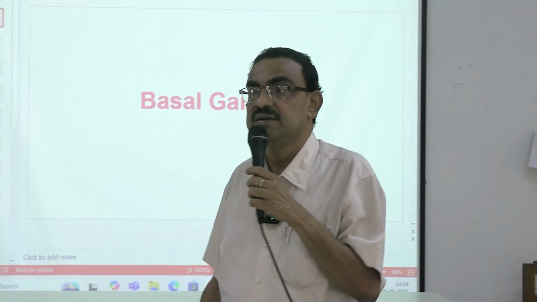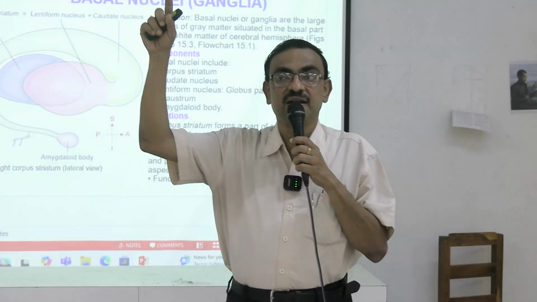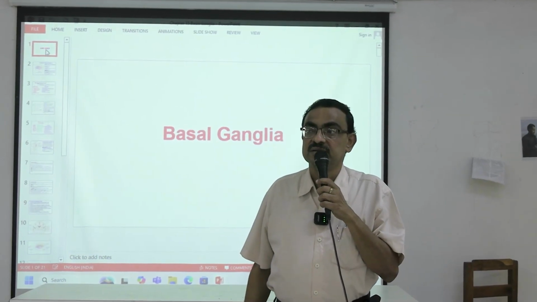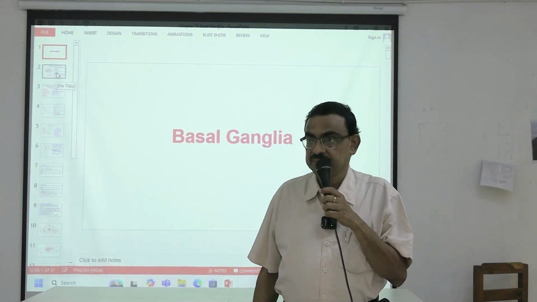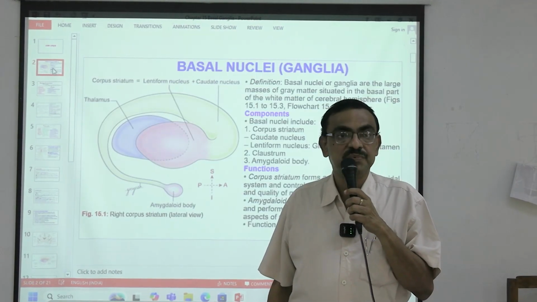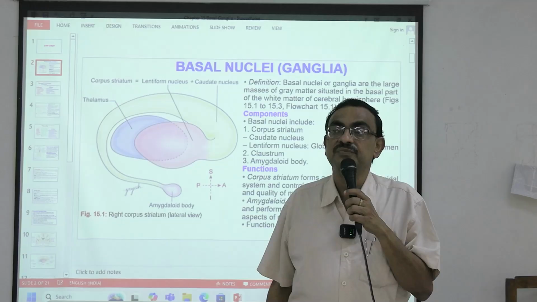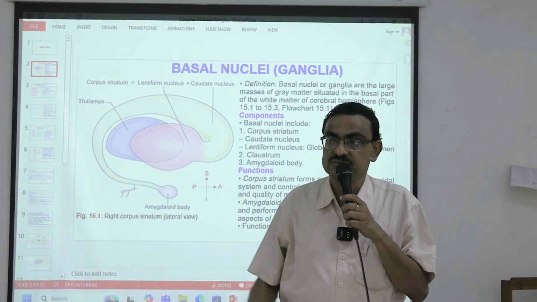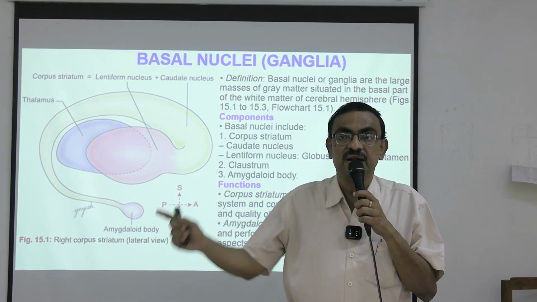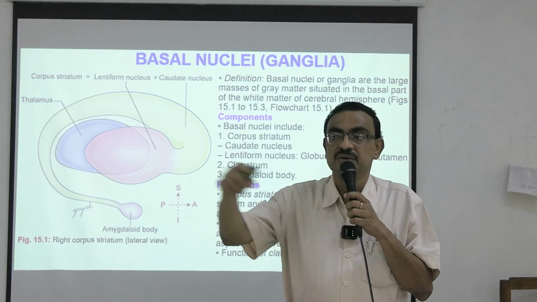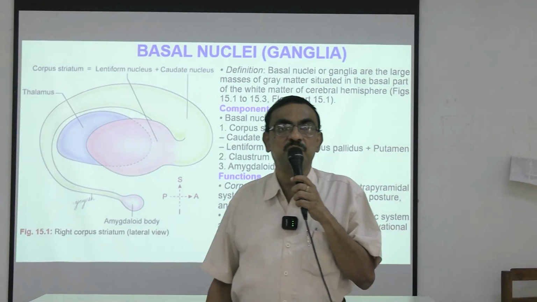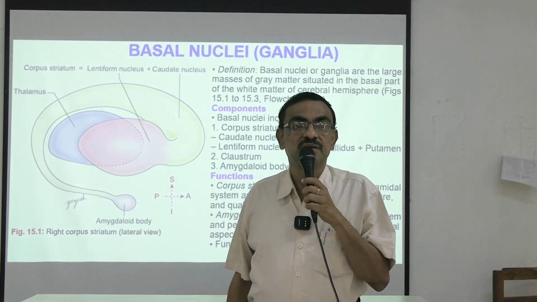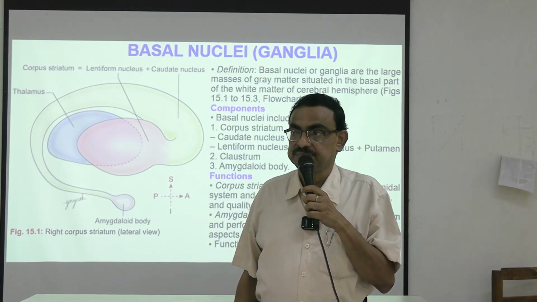Association fibers interconnect the different gyri of same or different lobes. Short association fibers, long association fibers. Then commissural fibers, which help to communicate the identical parts of each cerebral hemisphere.